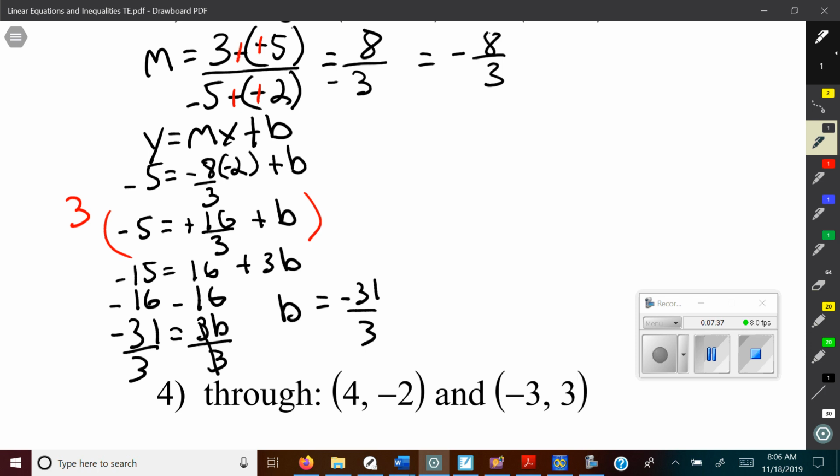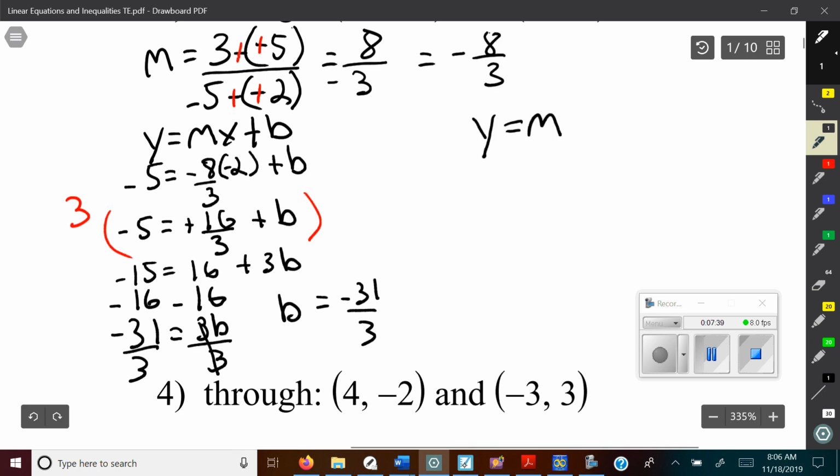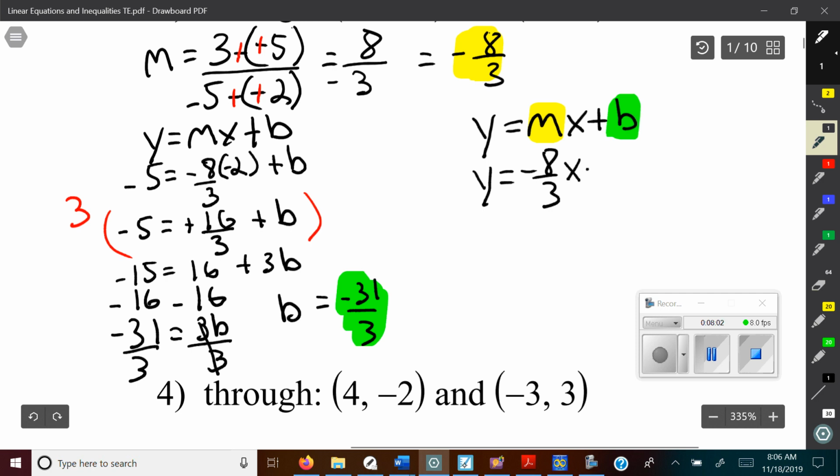So now I have everything I need to write my equation. I have my slope, which is -8/3. I'm going to plug that here. And I have my y-intercept, which is -31/3. I'm going to plug that there. So now I have y is equal to -8/3 x minus 31/3. And that's my equation.